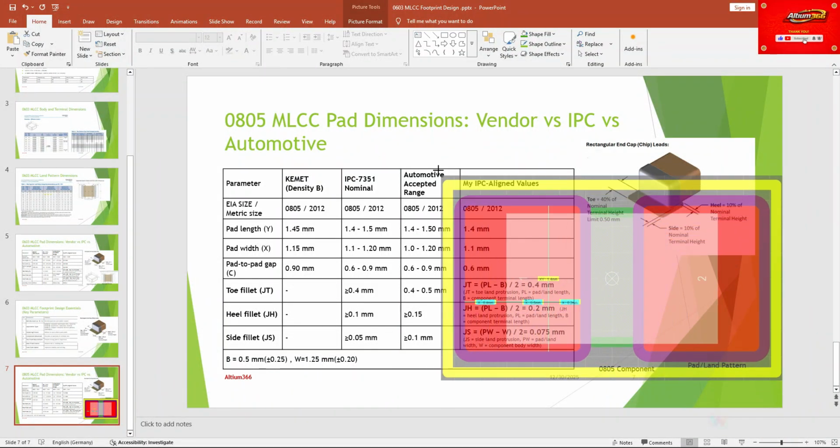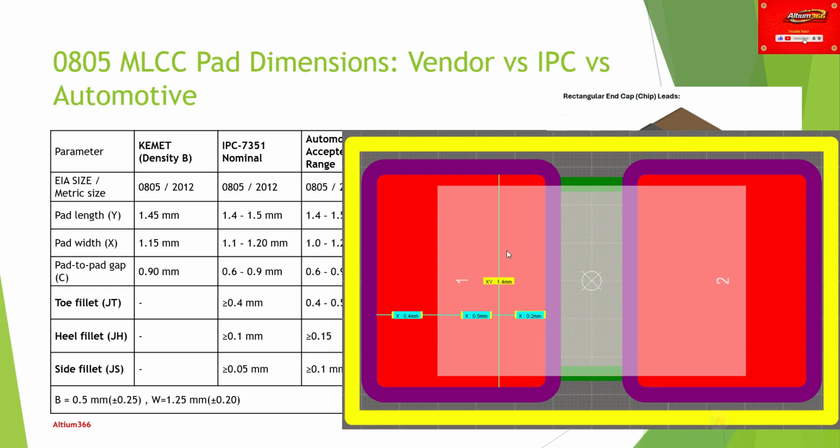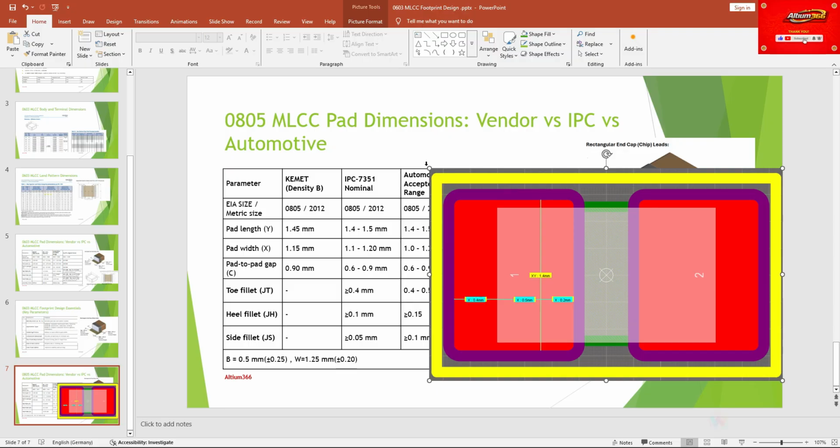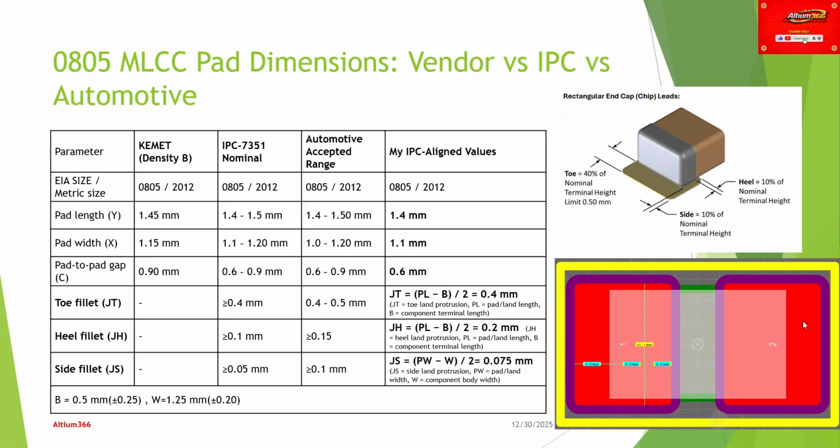Let me make this a bit bigger. Yeah. So here you can see that this is the pad length, which is 1.4 millimeter. Then this is the toe fillet, 0.4 millimeter. This 0.5 millimeter is the terminal of the capacitor, and this 0.2 millimeter is the side fillet. So let me bring it back. So here, these are the IPC recommended values. Then these are the automotive accepted range.